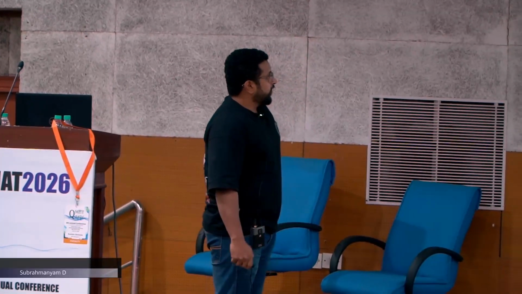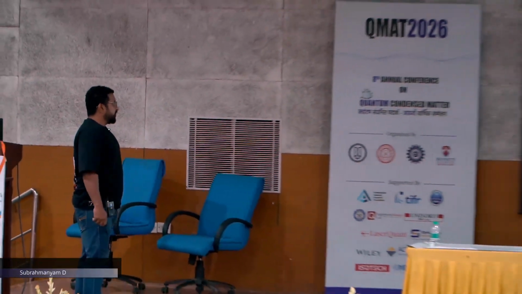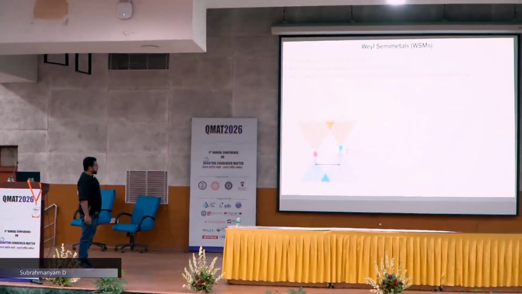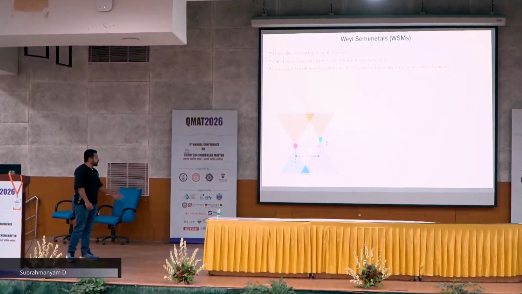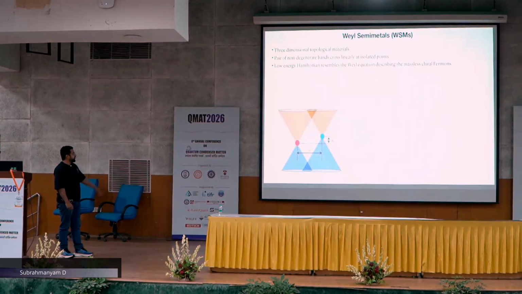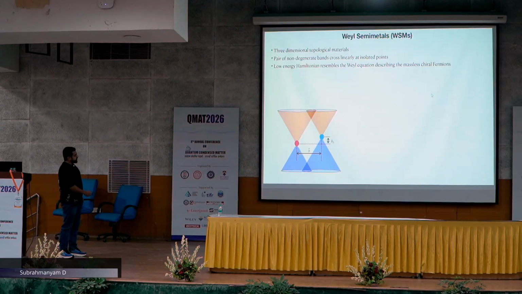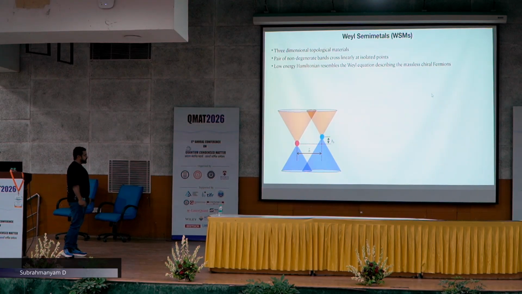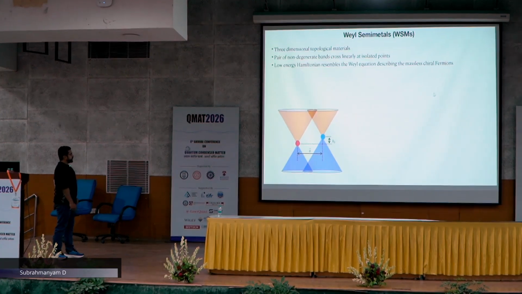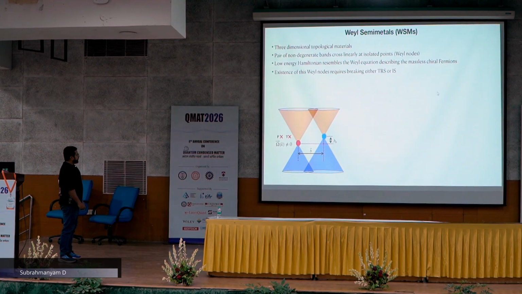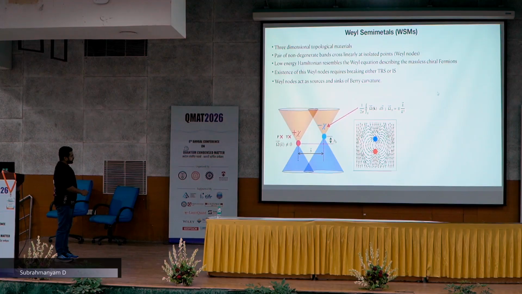So, the Weyl semimetals are 3-dimensional topological materials in which a pair of non-degenerate bands cross linearly at isolated points. This low energy Hamiltonian at the isolated points resembles the Weyl equation describing massless chiral fermions. Hence, we call these isolated points Weyl nodes, and existence of these Weyl nodes requires either a breaking of time reversal symmetry or inversion symmetry, which leads to a non-zero Berry curvature around the Weyl nodes. And Weyl nodes act as a source and sink of the Berry curvature in momentum space.